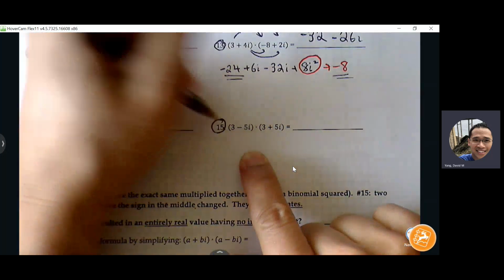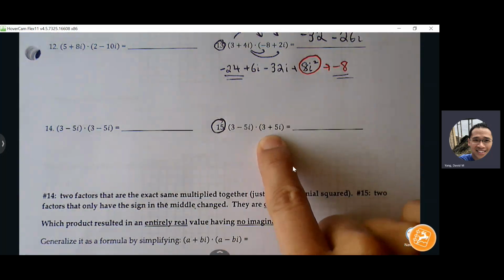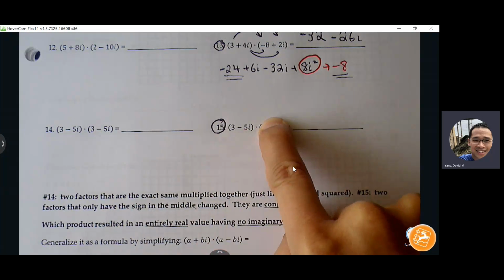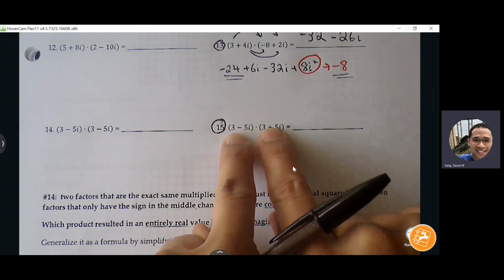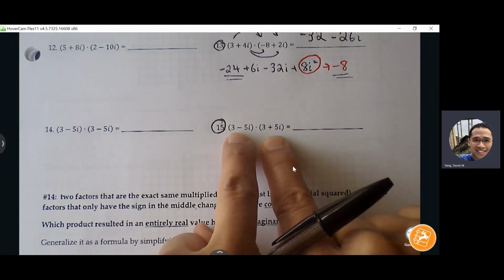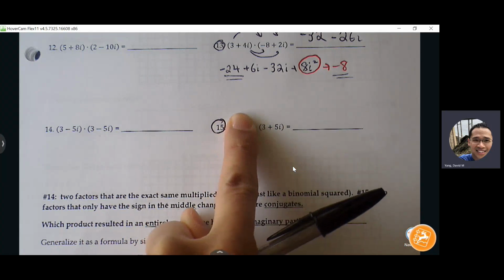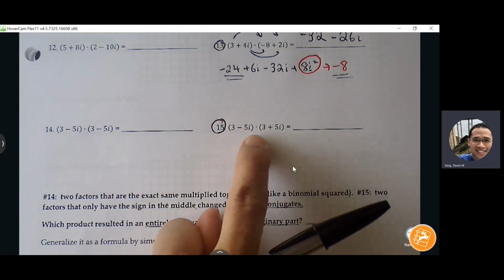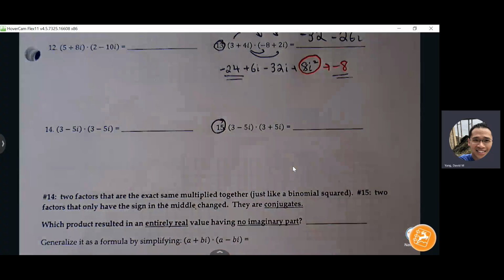So let's just try 15 here and see the nice thing about a conjugate. Again, if I want to create a conjugate of a binomial, I just write the exact same term. I just change the sign in the middle. So 3 plus 5i is the conjugate of 3 minus 5i. Likewise, if I want to find a conjugate of 3 plus 5i, its conjugate would be what? 3 minus 5i. So these are conjugates of each other. And if you multiply conjugates together, you can see that your imaginary portion will just disappear.